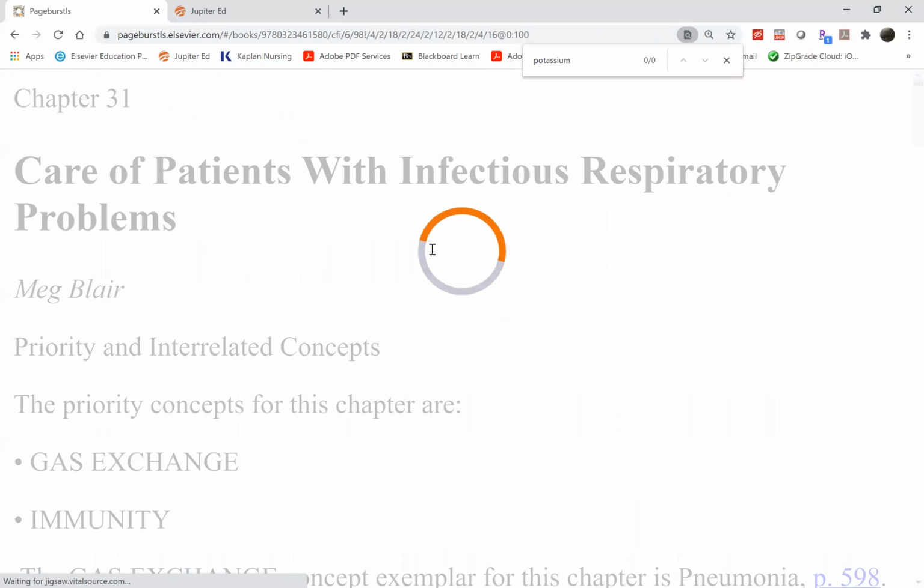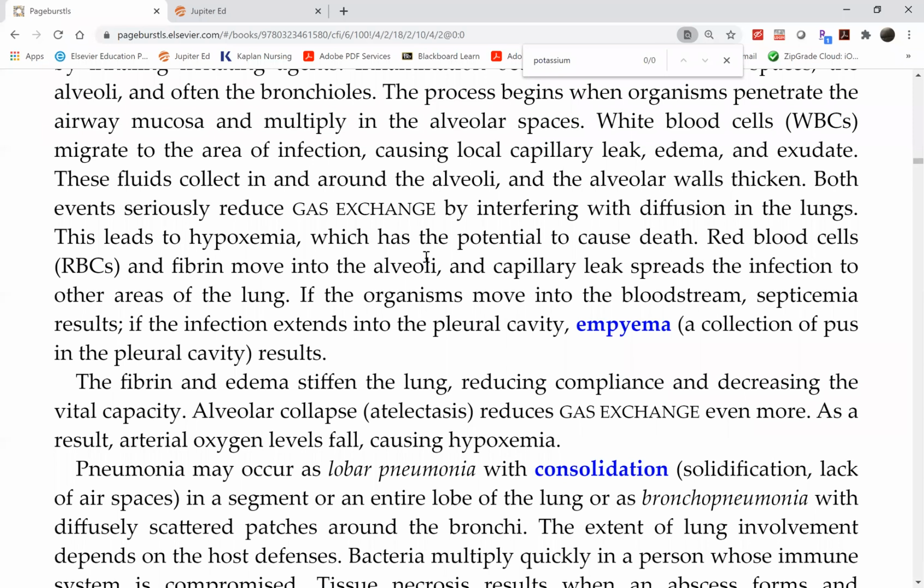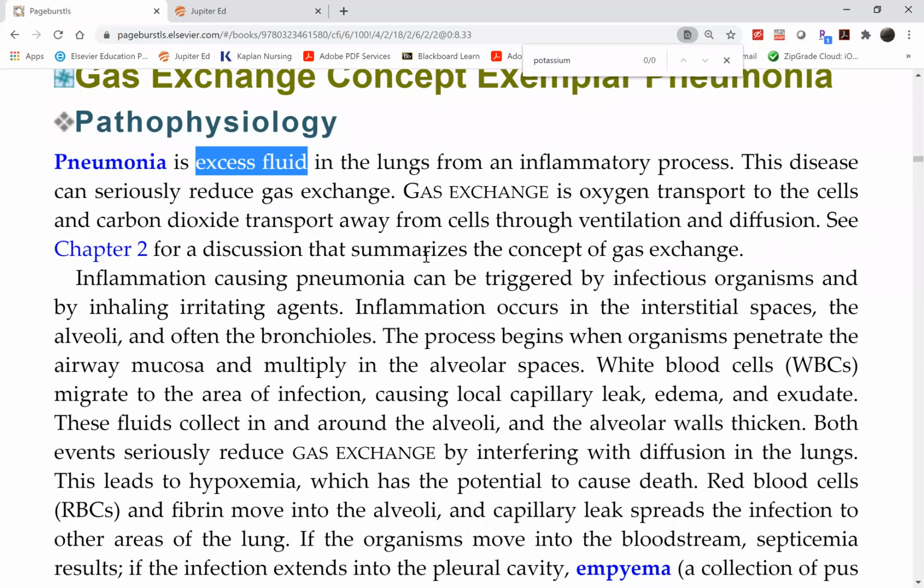So by definition, it is the presence of excess fluid. That fluid accumulates there as more of a result of a battle between your immune system and whatever the causative organism is. So it could be viruses, bacteria, or fungal, for instance, or whatever causative organism invaded or entered your airway. So the triggers are those infectious organisms, or also inhaling irritants.